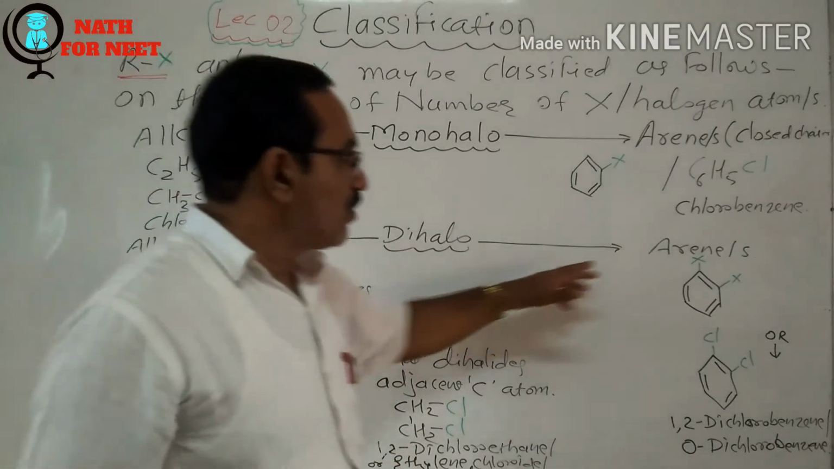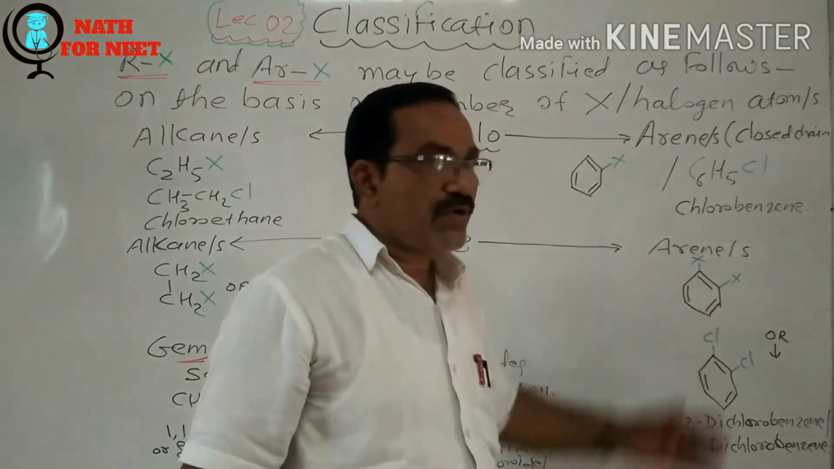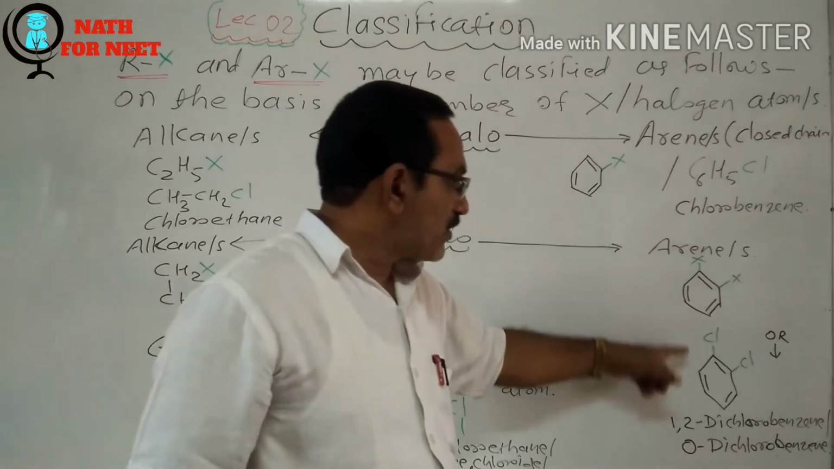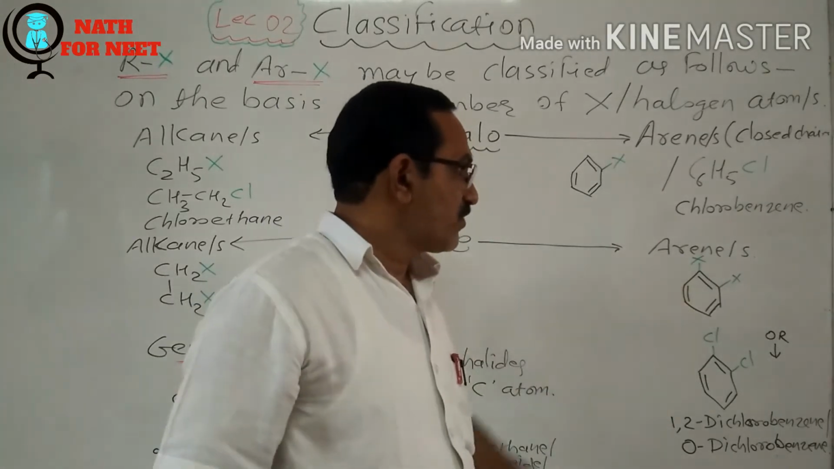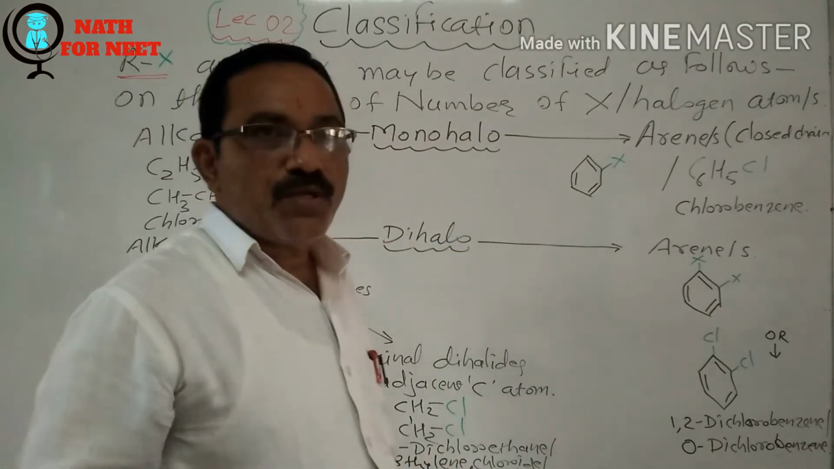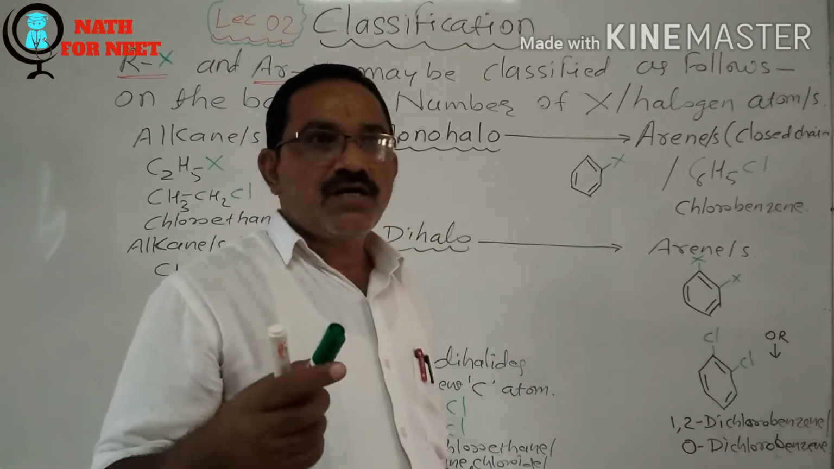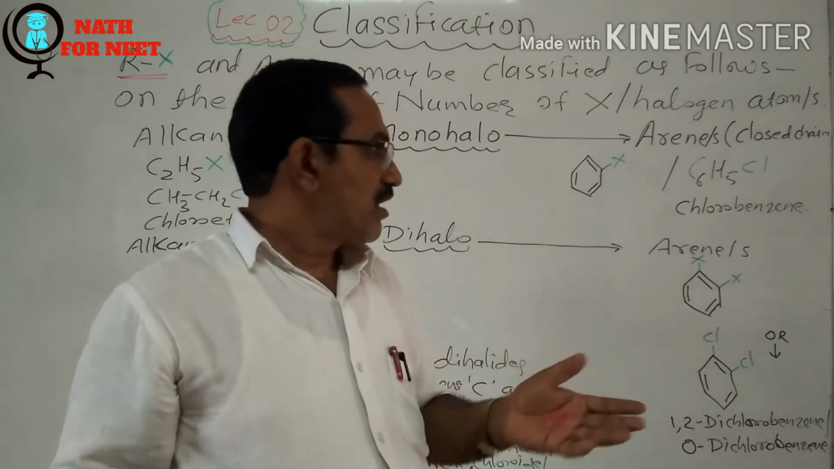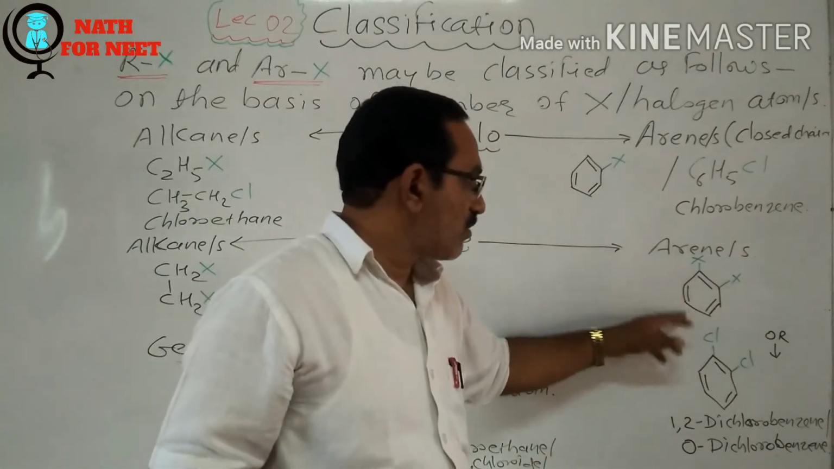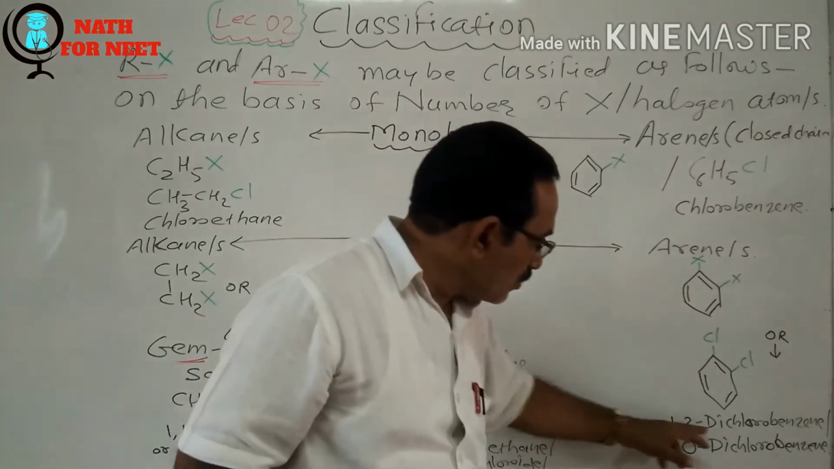Then next, dihaloarenes. The name itself indicates that these dihaloarenes possess two halogen atoms directly attached to the respective aromatic ring. Here this is the aromatic ring, and these two halogens are indicated with X, because you are already familiar with that. The X stands for the halogens, and halogens are represented by chlorine, bromine, iodine, and fluorine. So this is the case of dihaloarene, and a specific example of this dihaloarene is 1,2-dichlorobenzene.